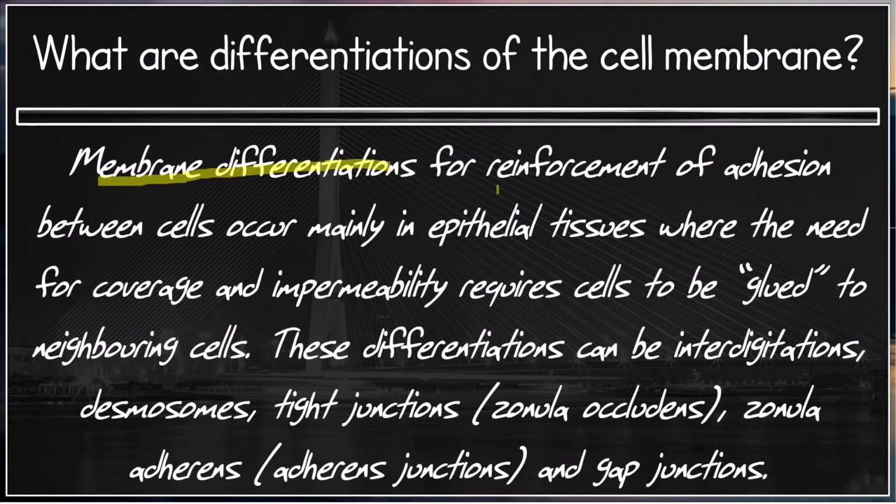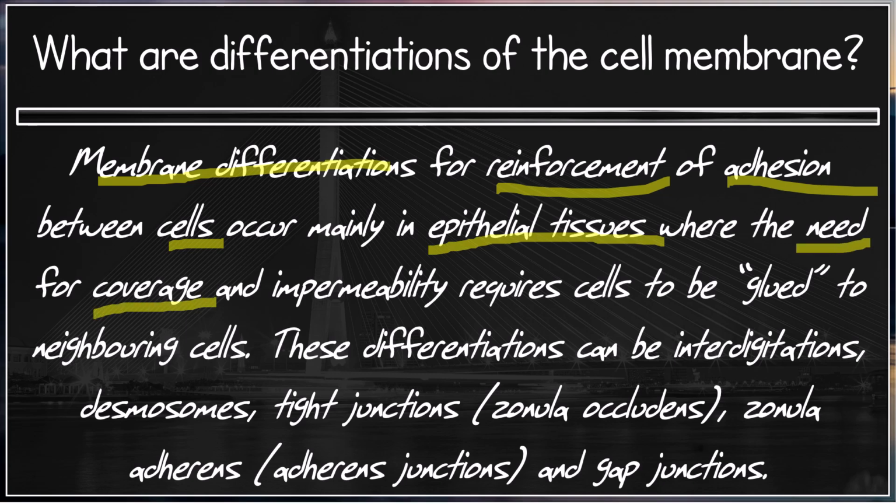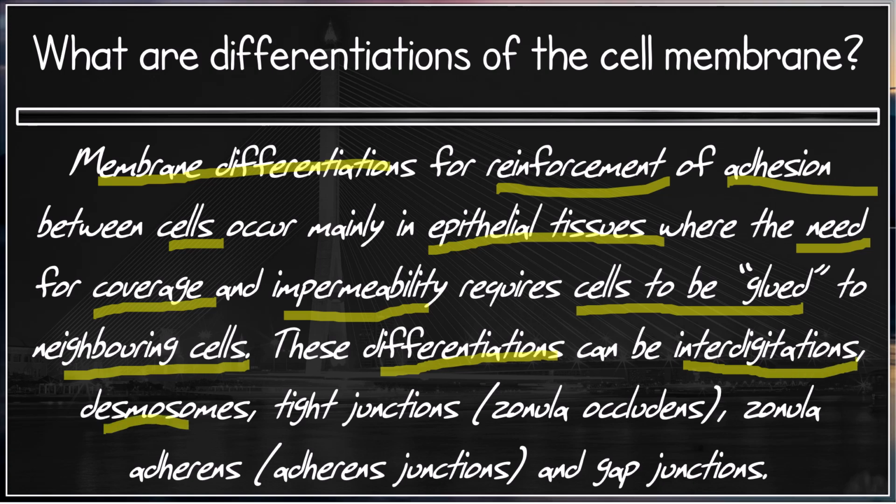Membrane differentiations for reinforcement of adhesion between cells occur mainly in epithelial tissues, where the need for coverage and impermeability requires cells to be glued to the neighboring cells. This differentiation can be interdigitation, desmosomes, tight junctions, zonula occludens, zonula adherens, adherens junction, and gap junctions.